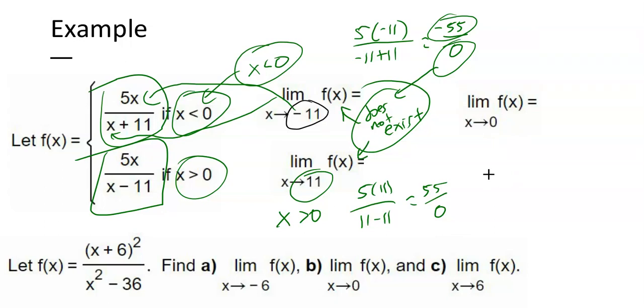For x equals 0, even though that's not a defined value on this function, we can still evaluate the limit, but we have to check the left and the right-hand side like we did on the previous example.